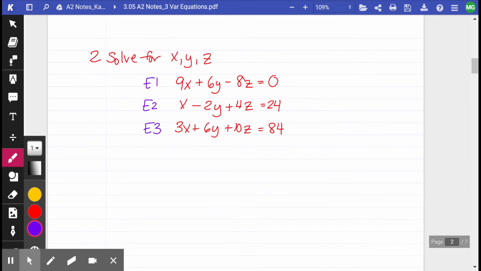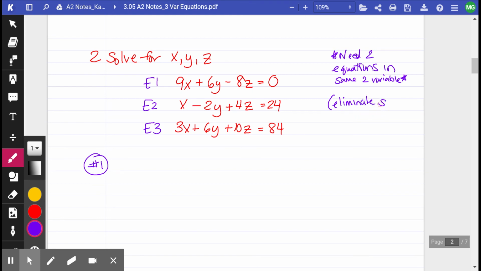So the first thing you want to do is really think about your plan of attack here. We need to try to get 2 equations in the same 2 variables. That's your main goal. That's what I want you to be saying to yourself. 2 equations in the same 2 variables, which means I need to eliminate the same variable twice. In the last one, I said that, but we actually only needed to eliminate it once because our third equation only had 2 variables in it. Here, we're going to have to eliminate it twice.